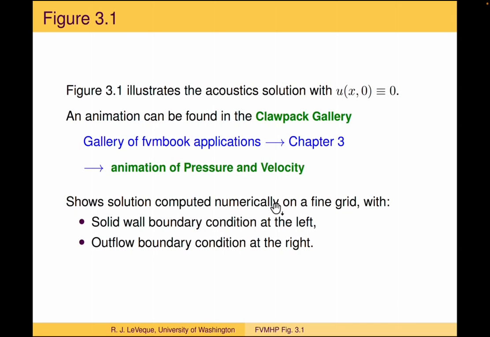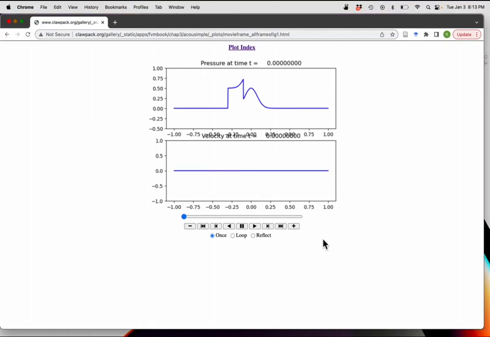So this is actually showing a numerical simulation that was calculated on a very fine grid with appropriate boundary conditions. The ones that were implemented here were a solid wall boundary condition at the left boundary, and an outflow boundary condition at the right boundary. And we'll talk later about how those are implemented in the numerical methods. But let's just take a look at how the solution evolves. So the top plot here is the pressure as a function of space at time 0. This plot is the velocity at time 0, which was initially taken to be 0, and I just took some funky sort of pressure perturbation so that you could easily see how it splits into two parts and moves to the left and the right.